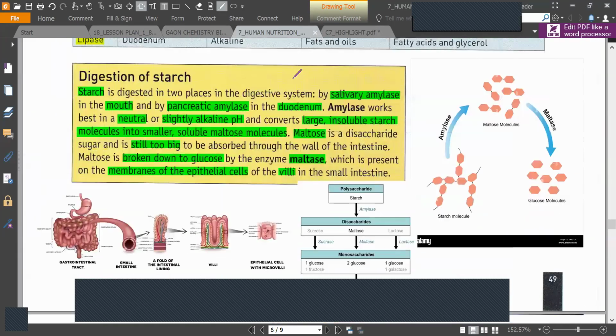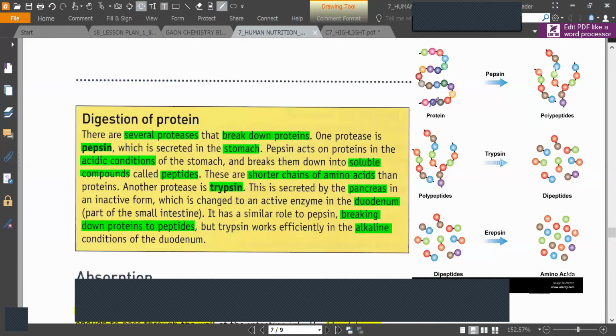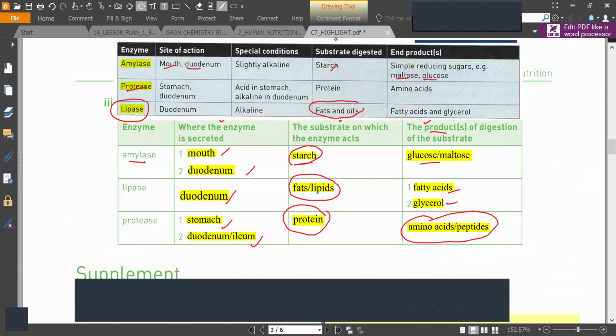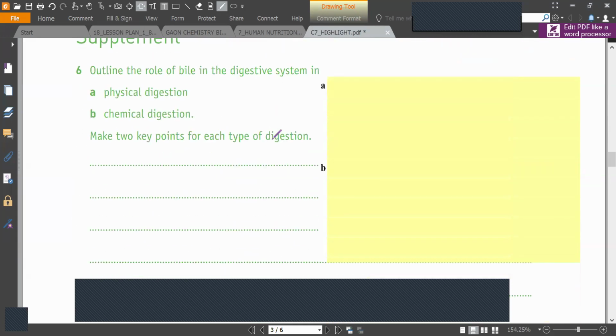So we start with the long protein chain. With pepsin it breaks down into small chains like this. Then with trypsin it breaks down into dipeptides, just units of two. And then finally, erepsin breaks down into individual amino acids. So it's not difficult.